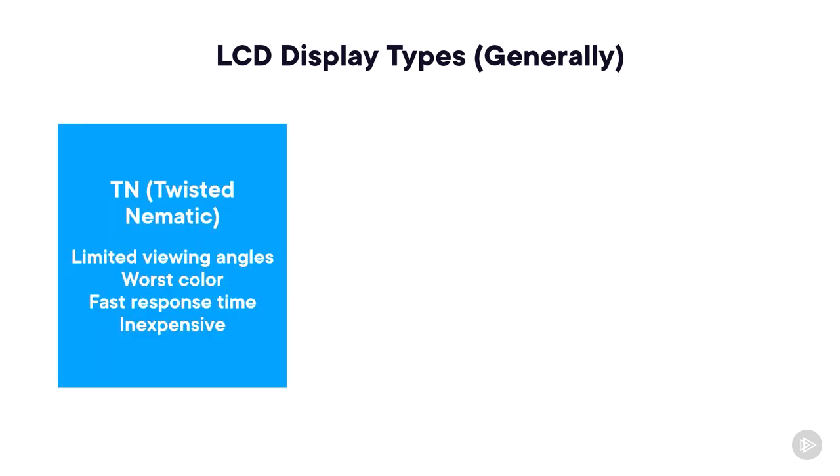There are 3 main types. A TN panel, or twisted nematic, gets the job done, but has limited viewing angles and the poorest color quality. However, it has a fast response time, so it can support high refresh rates, making it a quick display. It also has the virtue of being cheap.